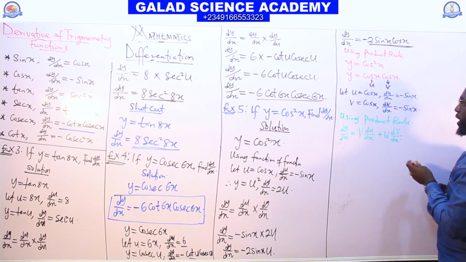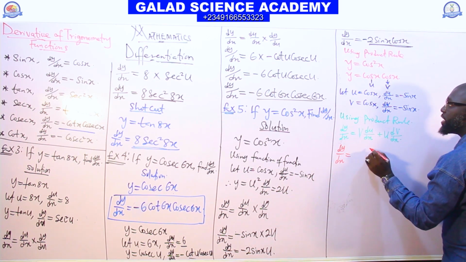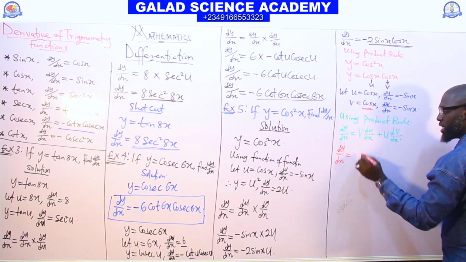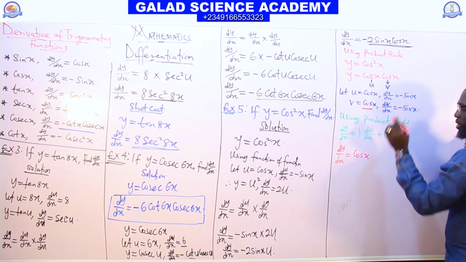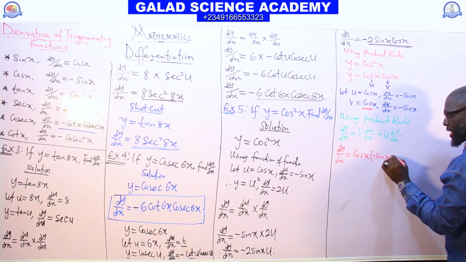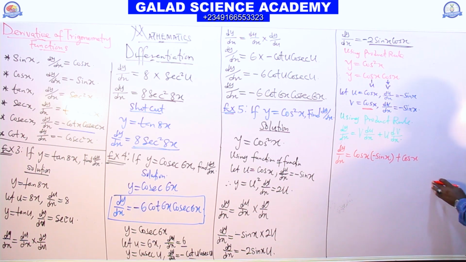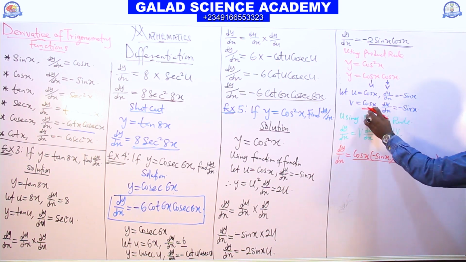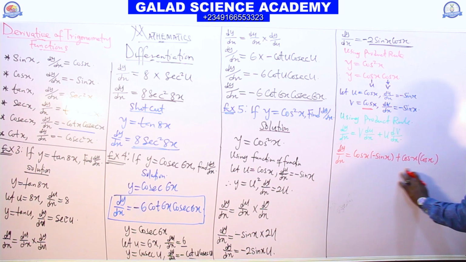By using the product rule, we now have dy/dx: v is cos x, du/dx is minus sine x, plus u, which is cos x, times dv/dx, which is also minus sine x. No, we don't have v squared. Sorry, we don't deal with a quotient here.